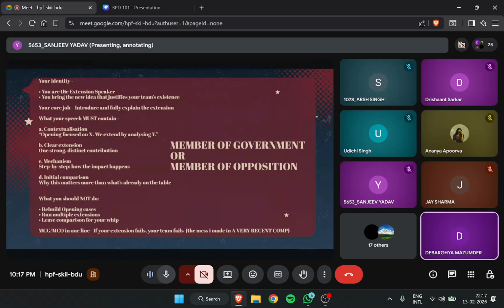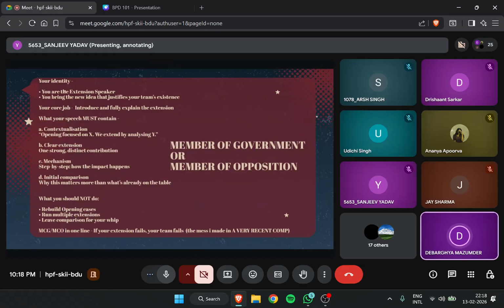Now you have to do better in terms of mechanism. You have to prove step by step how the impact is working in your paradigm. That means how this initial comparison is drawn in the very first place. You have to prove why your side of extension is mattering more than what's already on the table. What should you not do as the member? You should not just rebuild opening cases. You cannot reiterate whatever opening said. That is not even considered exclusive material on your side.